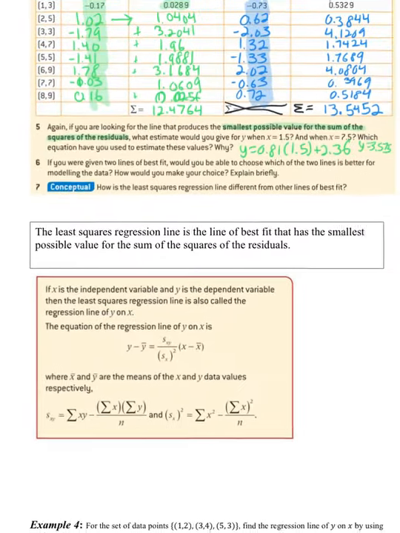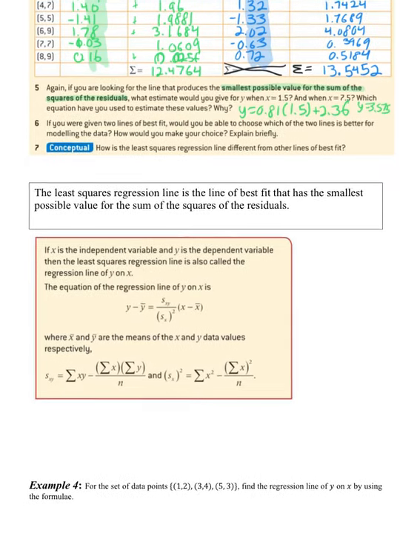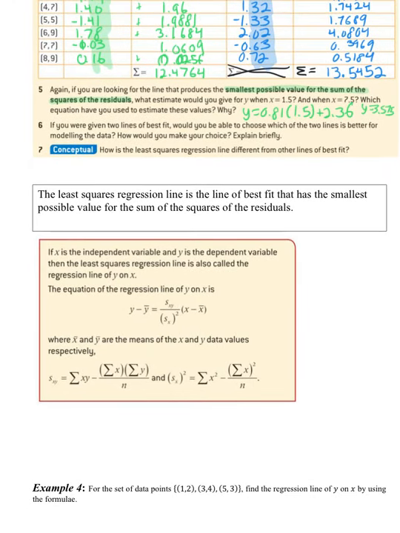Okay. So the least squares regression line is the line of best fit that has the smallest possible value for the sum of squares of the residuals, which we just said. If x is the independent variable and y is the dependent variable, then the least squares regression line is also called the regression line of y on x. And that's honestly what you're going to see it called in your textbook, and that might be what you see it called on an IB exam as well.